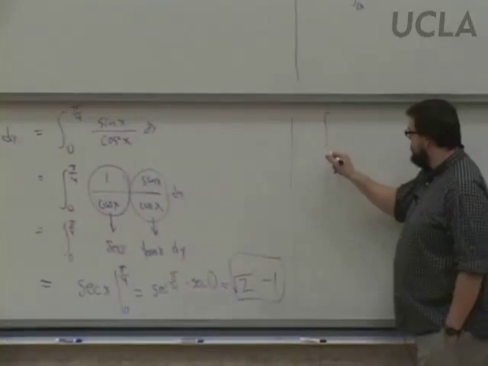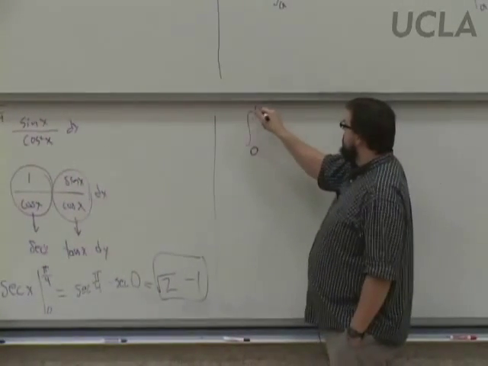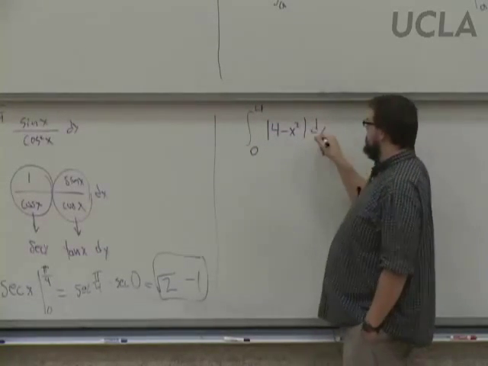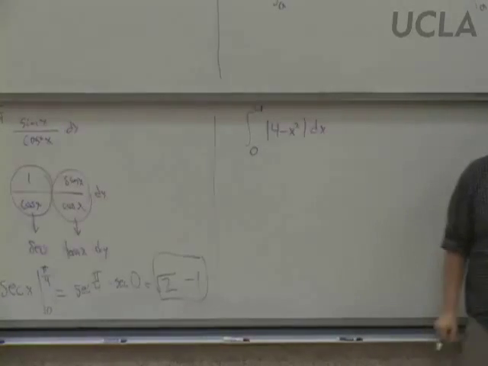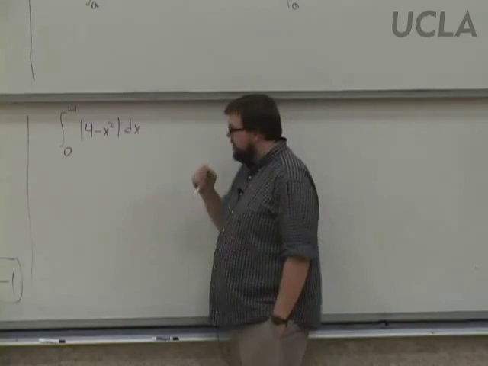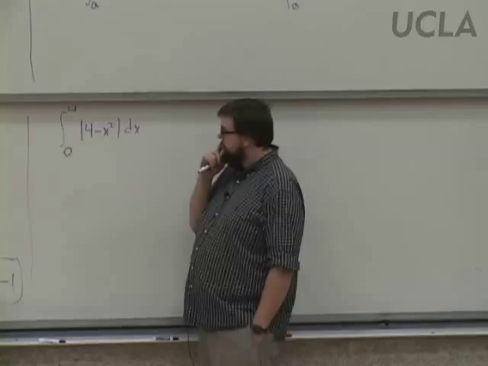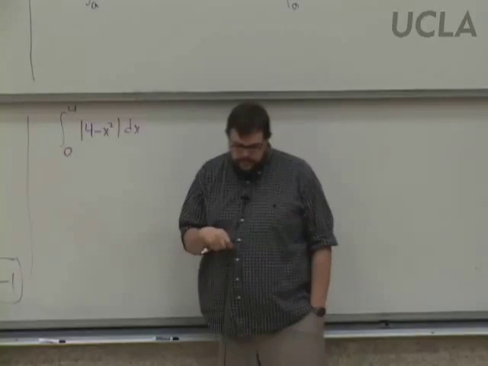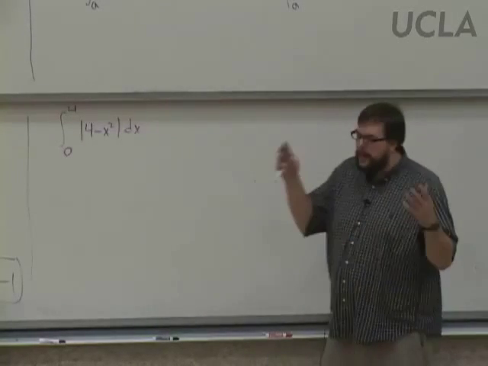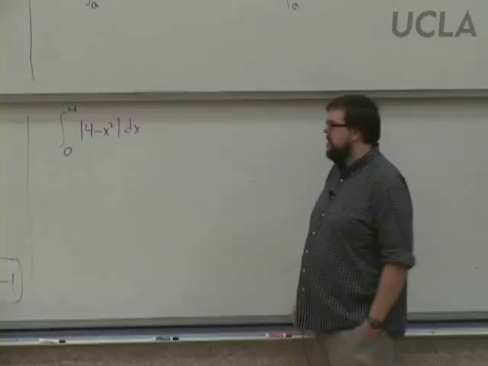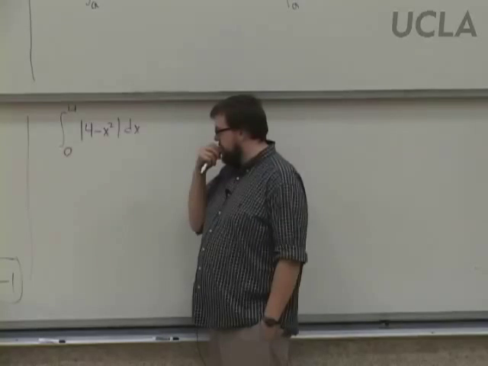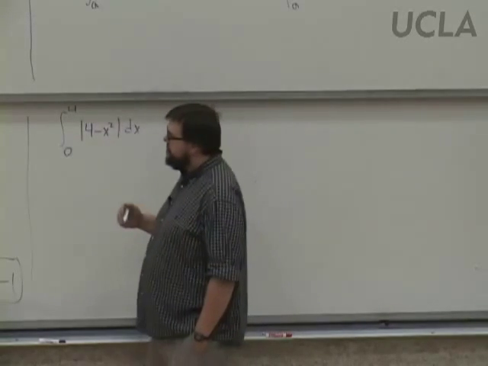Suppose I ask you the following question. I want to integrate from 0 up to 4 the absolute value of 4 minus x squared dx. Now, how can we do this one? Well, one way we could do this one, certainly, is we could say, well, what's the antiderivative of 4 minus x squared in the absolute value? Well, we really haven't learned the antiderivative of absolute value of stuff yet, so maybe that's not the best way. So here is another trick.